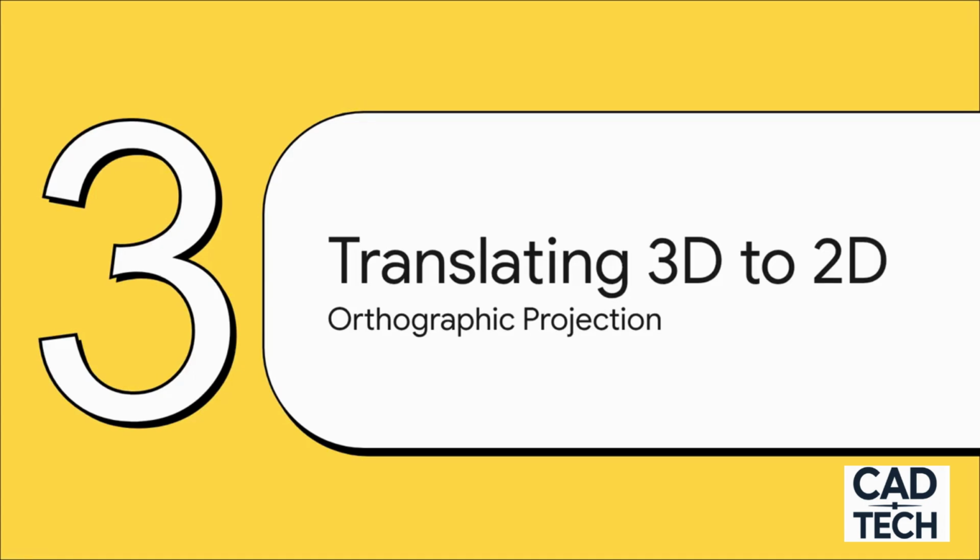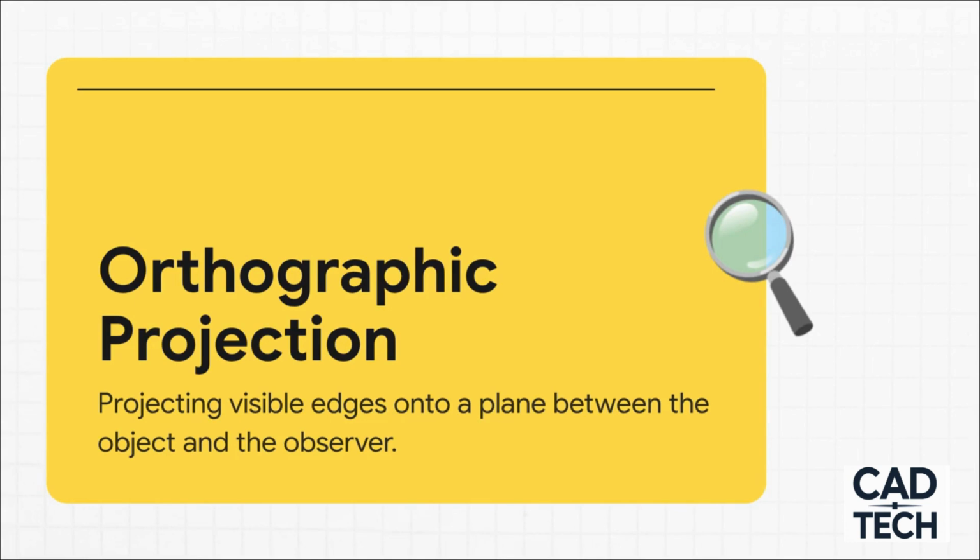Section 3. Translating 3D into 2D. All right, this brings us to what is probably the hardest spatial reasoning hurdle in all of engineering. How exactly do you take a complex, three-dimensional object and flatten it perfectly onto a two-dimensional piece of paper without losing any critical information? The answer is a clever little trick called orthographic projection. Just imagine placing the part inside a giant glass box. An orthographic view is created by projecting the visible edges of that part directly onto the glass plane between you and the object at perfect right angles.